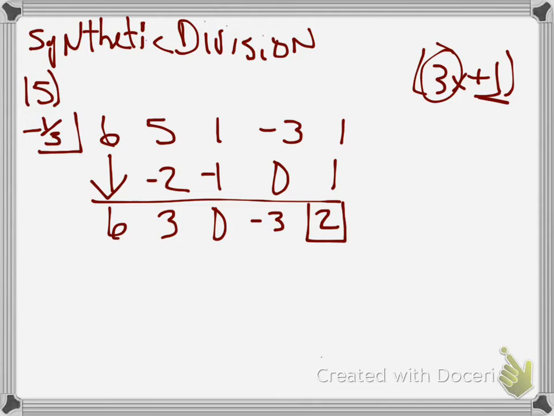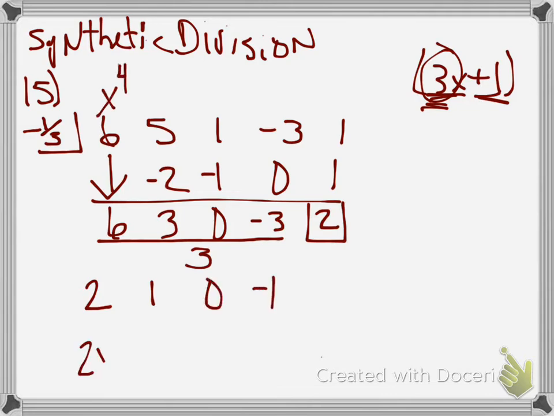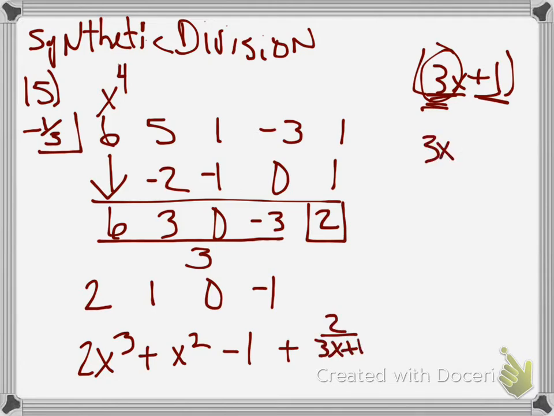Now, notice that these numbers are slightly different than the previous version. So you got to divide this right here by the number that's in front of the x, and then that will be your final answer. Notice those numbers match up, so now I have 2x cubed plus x squared minus 1 plus 2 over 3x plus 1. So notice I didn't have an x, so I just skipped it. And that's pretty much it for today.